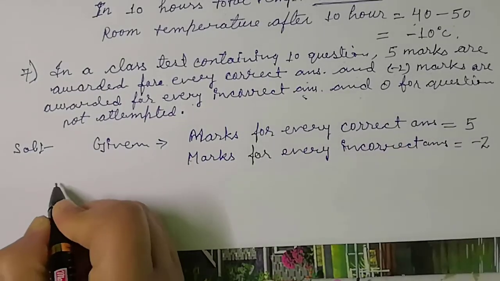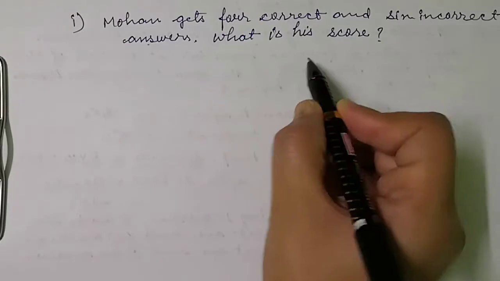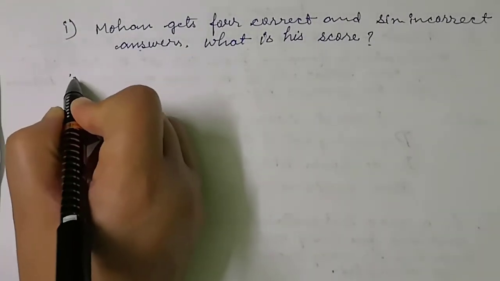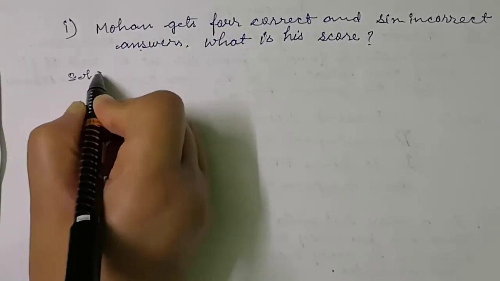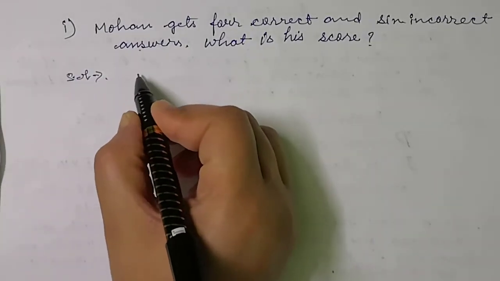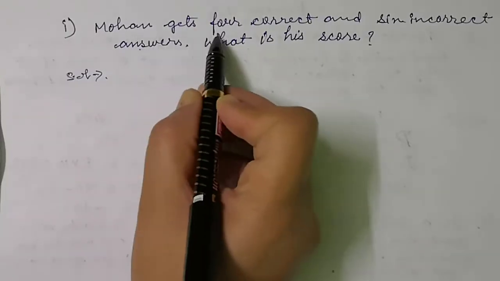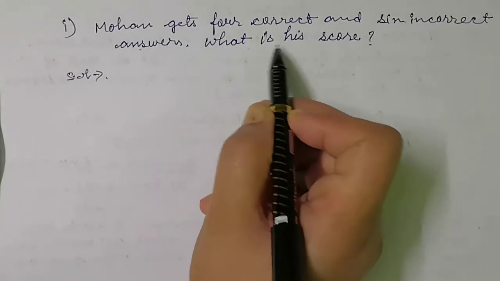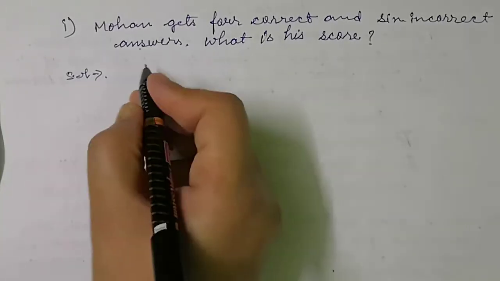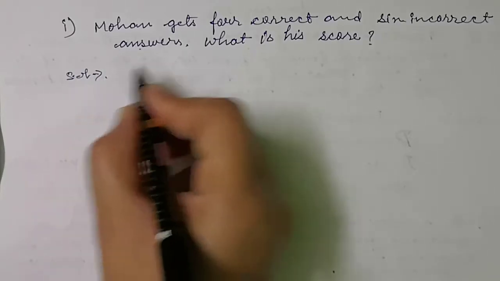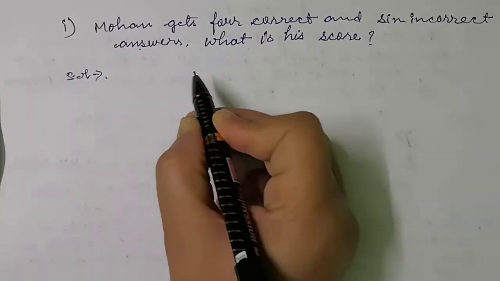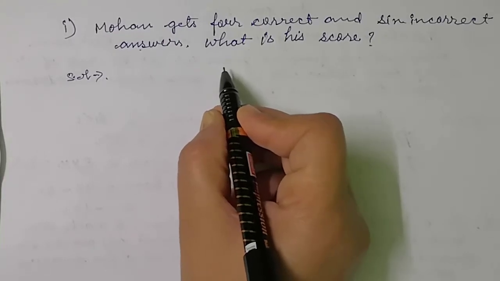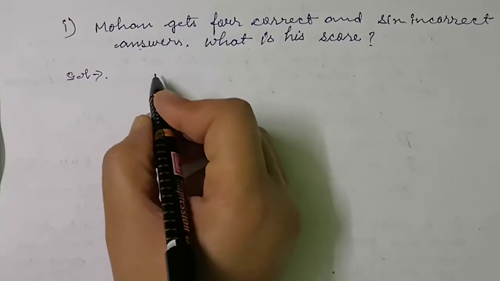Now see question number (a). Question number 1 is given in front. How will we solve this? This is part of question number 7. Now see, Mohan gets 4 correct and 6 incorrect answers. Then what is his score? So for Mohan's score, we have already written marks for each correct answer is 5 and marks for each incorrect answer is -2.